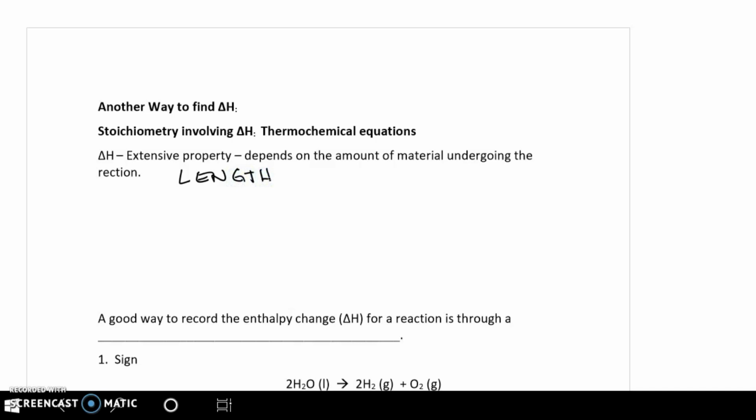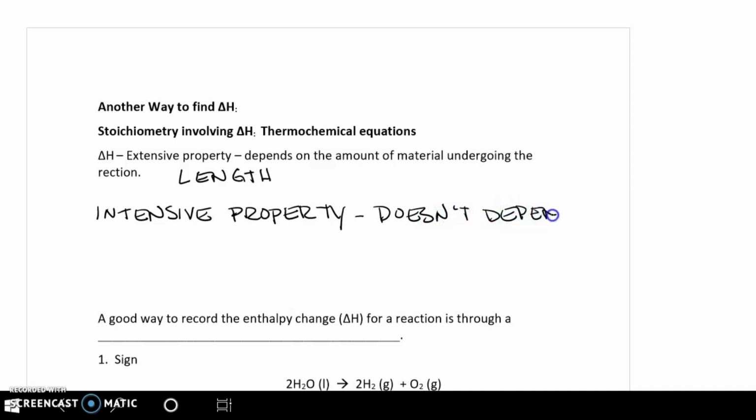Now, let's contrast that with what an intensive property is. An intensive property doesn't depend on the amount of the substance. Examples of intensive properties, or bulk properties, would be color and temperature. These are just a couple of examples so I can compare and contrast them.